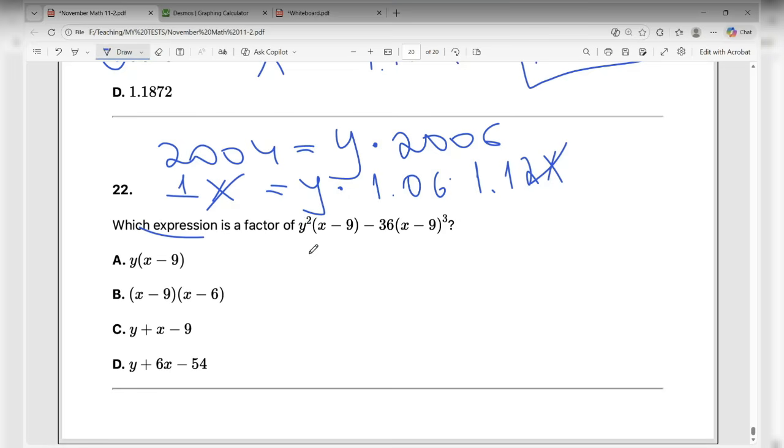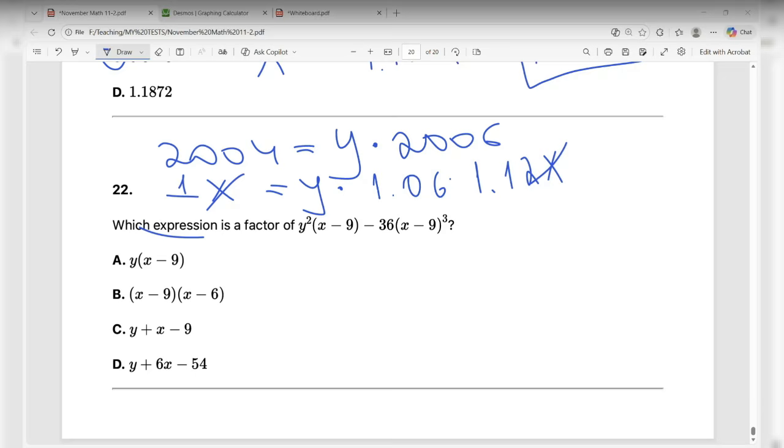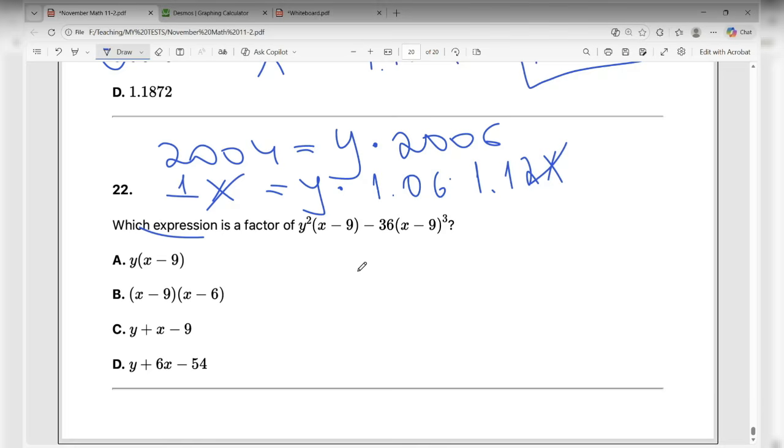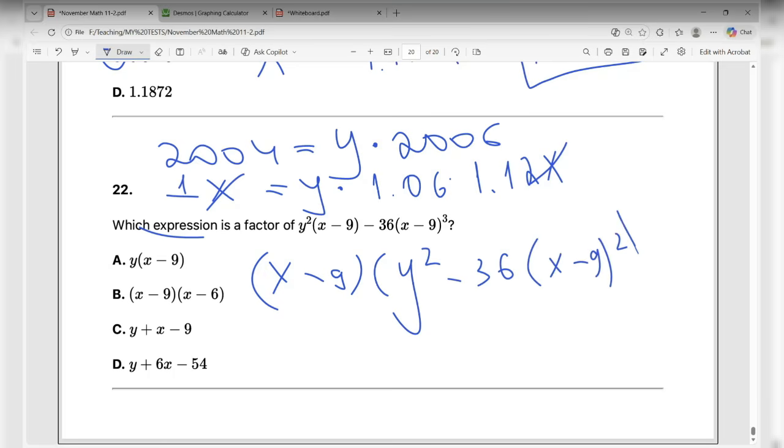Y square equals this. So x minus 9. Okay, guys, let's just solve by hand as well, this one. Since x minus 1 is common in both of them, I will just get this. So x minus 9. And in the second bracket, we're going to have y squared minus 36 and x minus 9 squared, right?